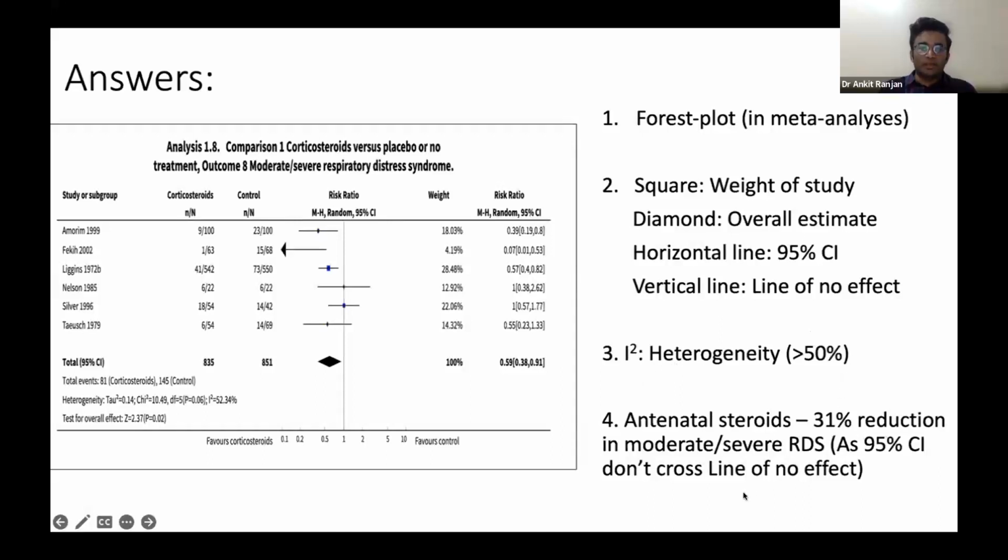Okay. So here, if you can see the inference of this study, the diamond lies to the left side and it favors the corticosteroid. But in these kind of studies, when you interpret the risk ratio, don't blindly go ahead with the risk ratio, because what matters is the 95% confidence interval. So in this case, as you can see, the 95% confidence interval lies to the left of one, and it is not crossing the line of no effect. So antenatal steroids give a 31% reduction in moderate or severe RDS, as the 95% confidence interval did not cross the line of no effect.